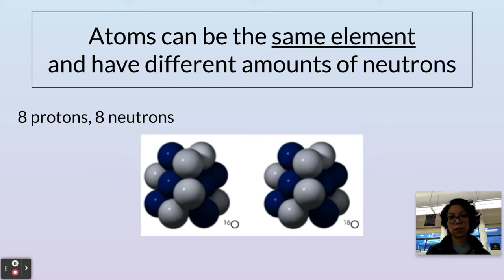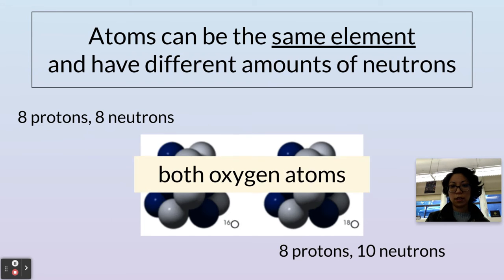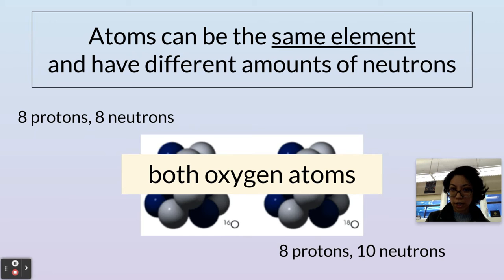Okay, here's another example. So these are 2 different versions of oxygen. This one on the left has 8 protons and 8 neutrons. And this one on the right has 8 protons but 10 neutrons. Okay, they're both oxygen atoms because they both have 8 protons. That's what makes an element that element, the protons, okay? But you can have different amounts of neutrons.